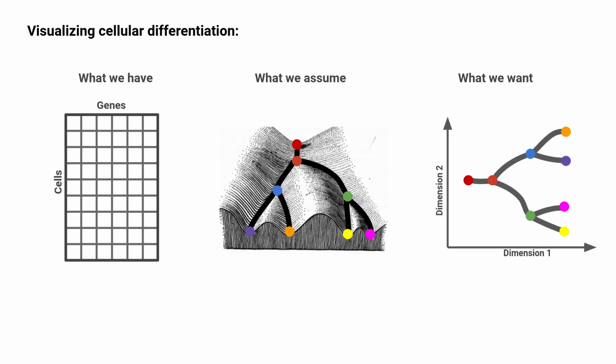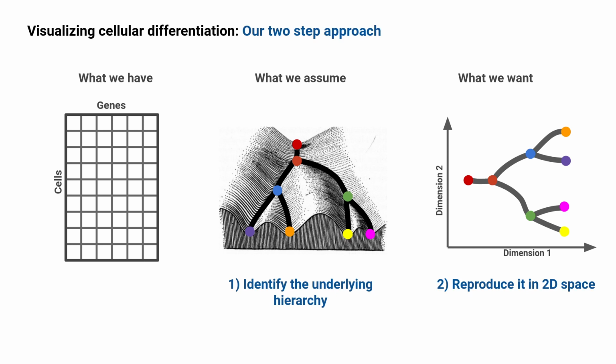The problem that we are trying to tackle is the visualization of cellular differentiation. So, starting from data that takes the form of a gene expression matrix, where for various cells we have the expression of various genes, and assuming that this process follows a hierarchy, i.e. in this gene expression space we have a tree from a graph point of view, we would like to visualize this tree in 2D to help analysis. There are two steps to solve this issue. First, we need to identify the underlying hierarchy, and then we need to reproduce it in 2D space.